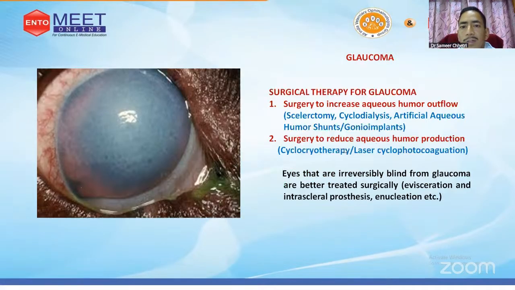So glaucoma, surgical therapy for glaucoma. Nowadays, most of the time, the animal comes to the clinic in an advanced stage of glaucoma, where medicine sometimes becomes not so effective. In that situation, we usually go for surgical therapy. And with this, we have two processes. One is the surgery that helps to increase aqueous humor outflow, and the commonly used technique is gonio implants. This helps in the outflow of the aqueous humor.